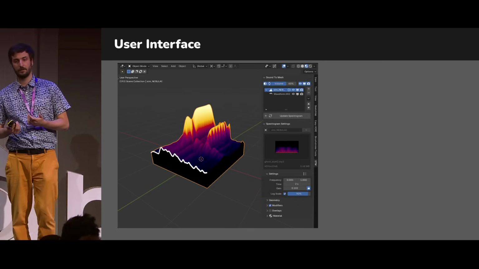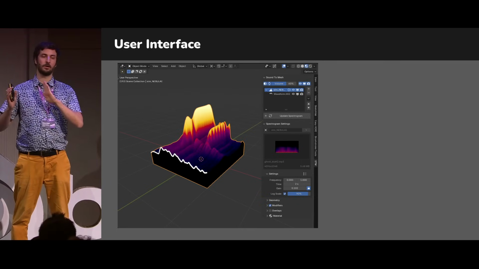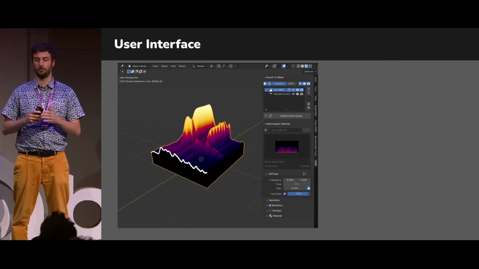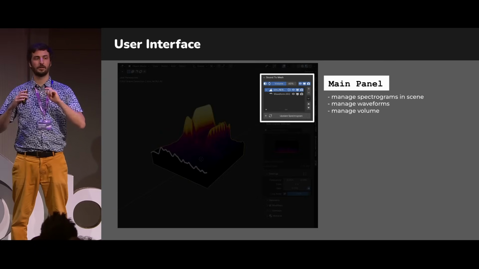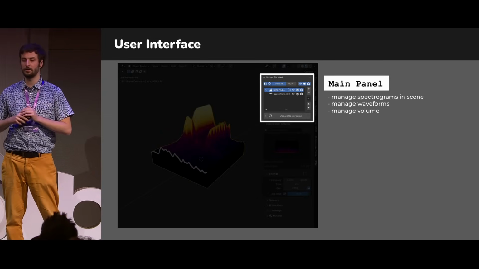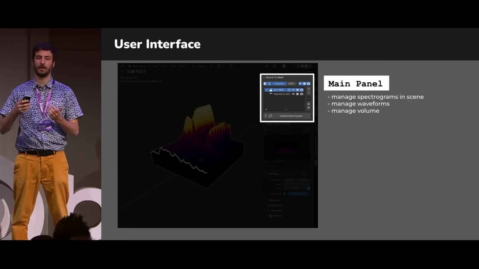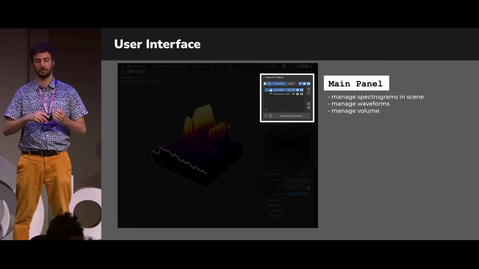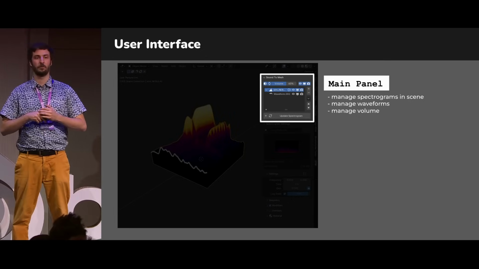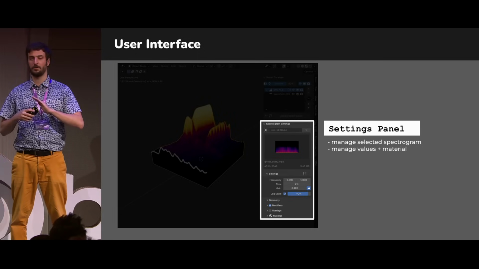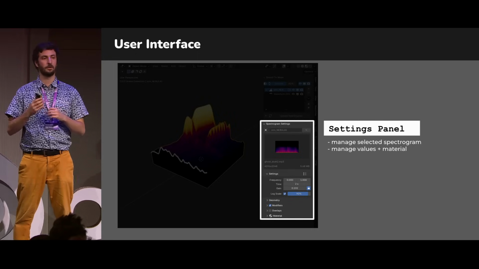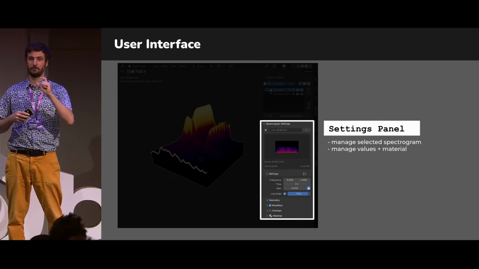This is what the add-on looks like in Blender. It's located in the N panel, so on the right. It's composed of two parts. The main panel allows you to manage all the spectrograms in the scene, to manage the waveforms on each spectrogram, and to manage the volume of all the spectrograms. And below you have the settings panel, where you can change the values and the material of the spectrogram.